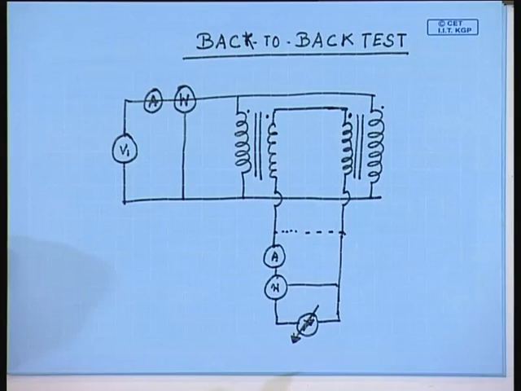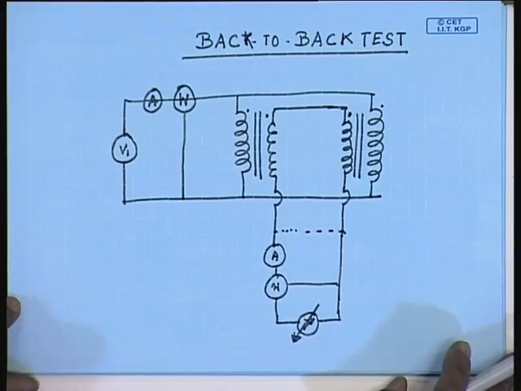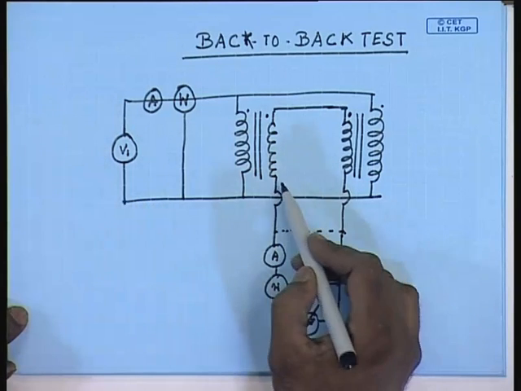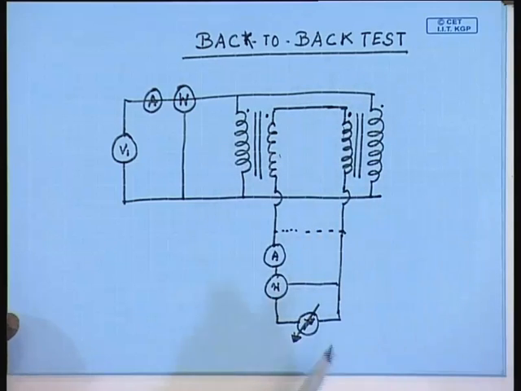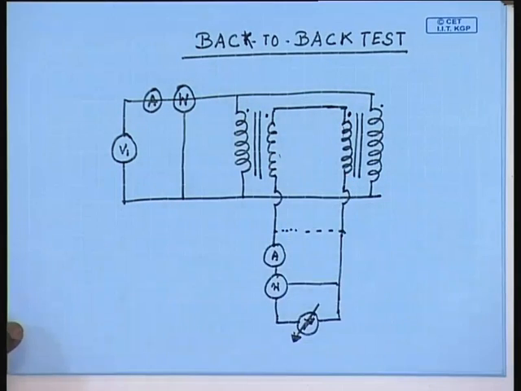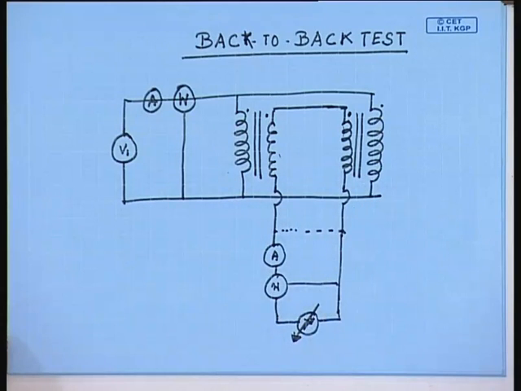Since these two transformers are identical, the voltage generated across their secondary winding will be the same, provided they are supplied from the same source. Therefore, there will be no circulating current flowing in the secondaries, because the induced voltage in one will oppose the other. The current drawn by these transformers will be only the no load current of these two transformers.